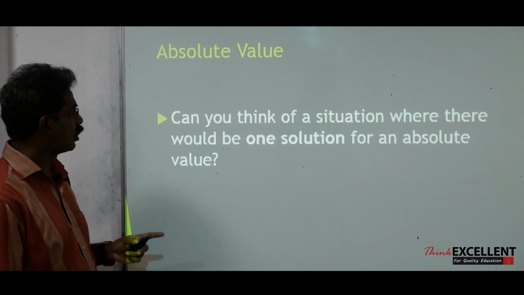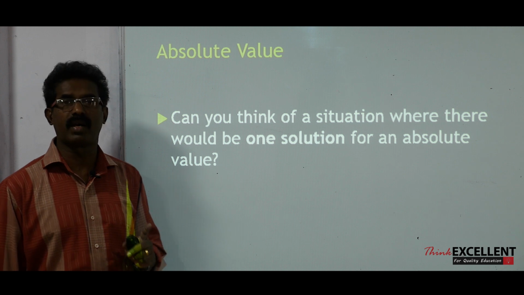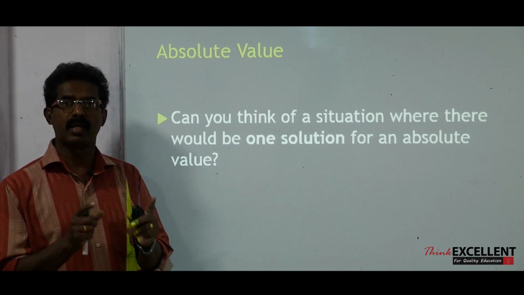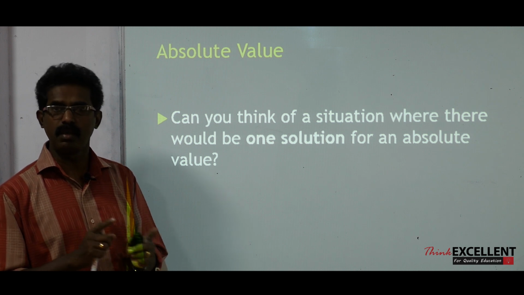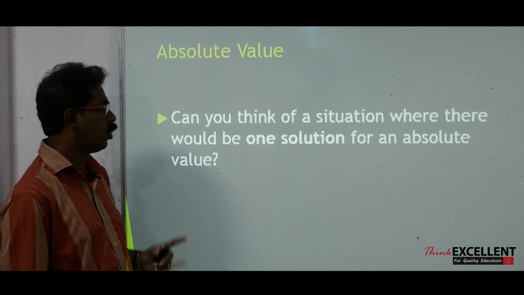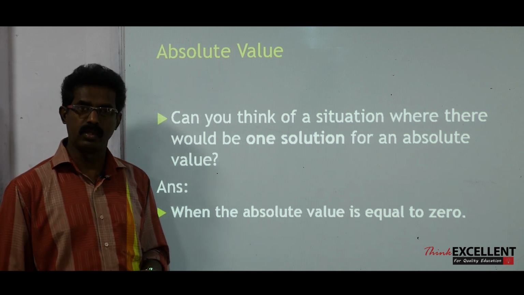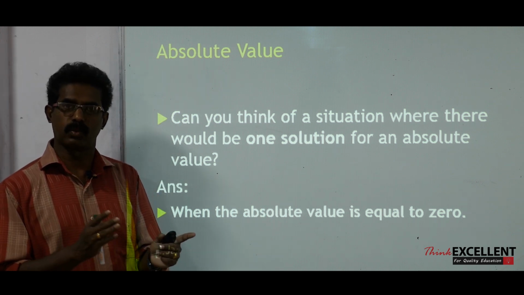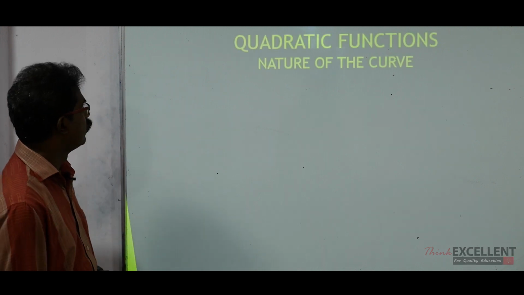Now can you think of a situation where there would be only one solution for an absolute value? Modulus x equal to 7 means x equal to plus 7 and x equal to minus 7. Normally it has two values. Only in one case it has only one value, when the value is what? 0. Modulus x equals 0 means x has only one value because 0 and minus 0 are the same.